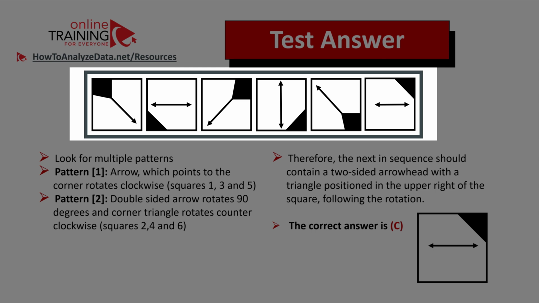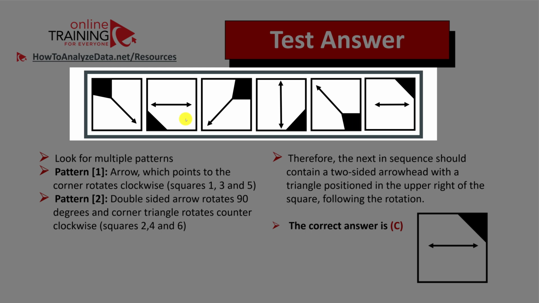And there are 2 key patterns present in these questions. One pattern is in the squares 1, 3, and 5. What we see here is an arrow which rotates, and this particular arrow rotates clockwise, specifically the core of it. So the first one is in the upper left corner, then in square number 3, it moves into the upper right corner, and then in square number 5, it moves to the bottom right corner.